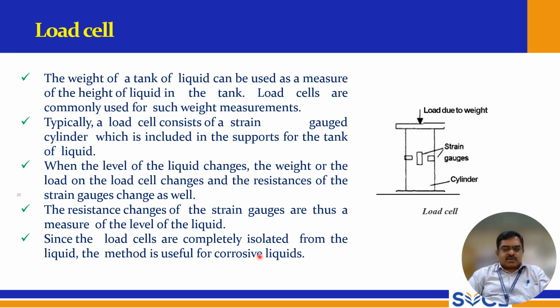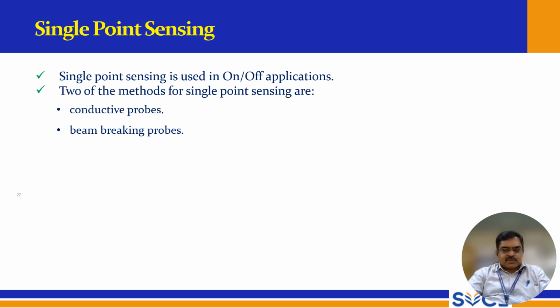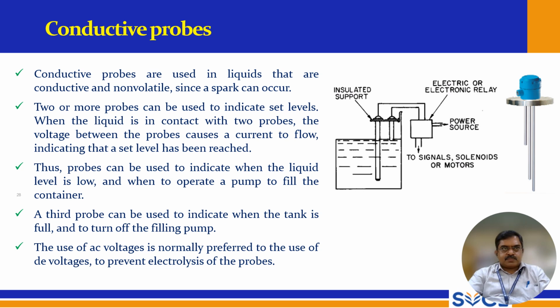So, the strain gauge working principle we have already discussed in earlier units. In the same way, strain gauges are employed to measure the liquid level. Next, single point sensing. Single point sensing is used in on-off applications. Two of the methods for single point sensing are conductive probes and beam breaking probes. So the first one is conductive probes.